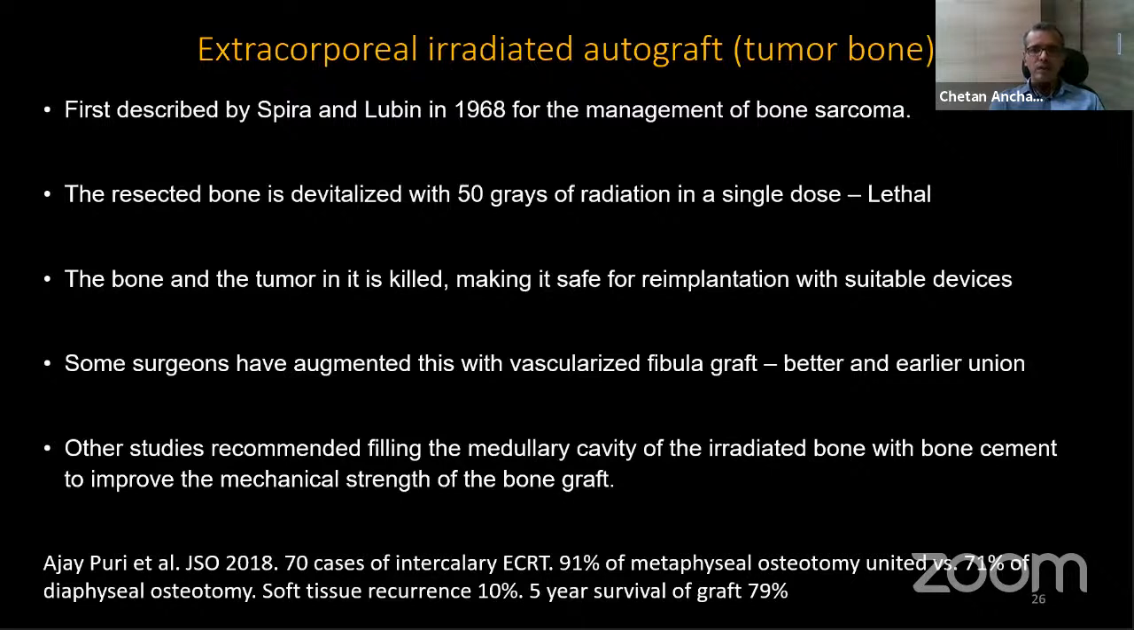Now, this extracorporeal irradiation of the autograft was first described by Spira and Lubin in 1968, as we already saw, for the management of bone sarcoma. Here, the resected bone is devitalized with 50 grays of radiation in a single shot, which is lethal to all living tissue. So the entire tumor-bearing bone is killed, making it safe for reimplantation with suitable devices. Some surgeons have also augmented this with vascularized fibula graft for better and early union. However, other studies have recommended that you can fill this medullary canal of the irradiated bone with bone cement to improve the mechanical strength of the bone graft.